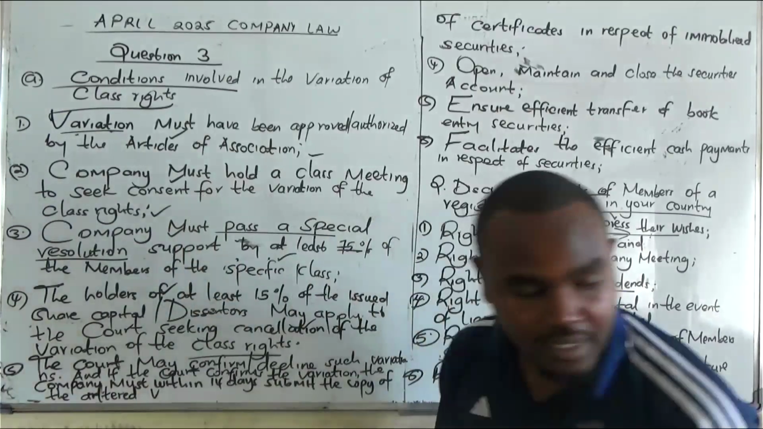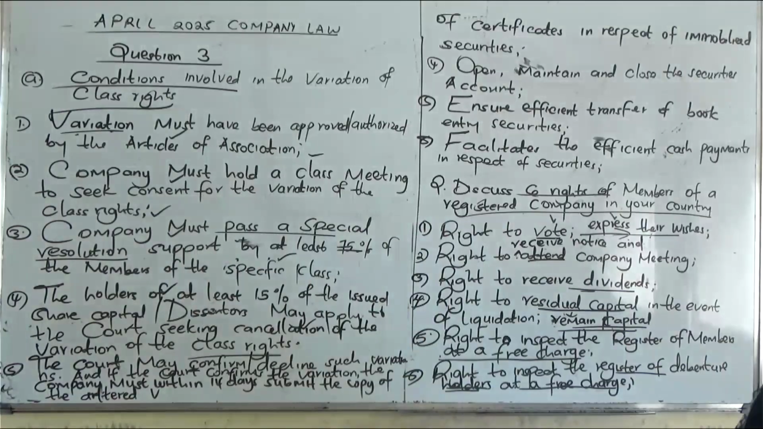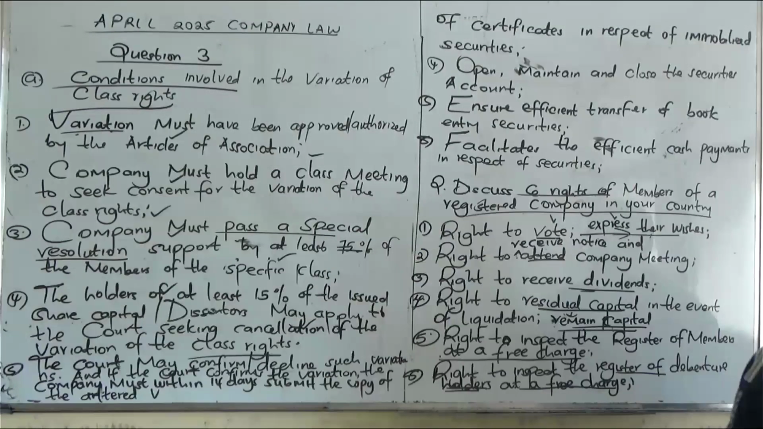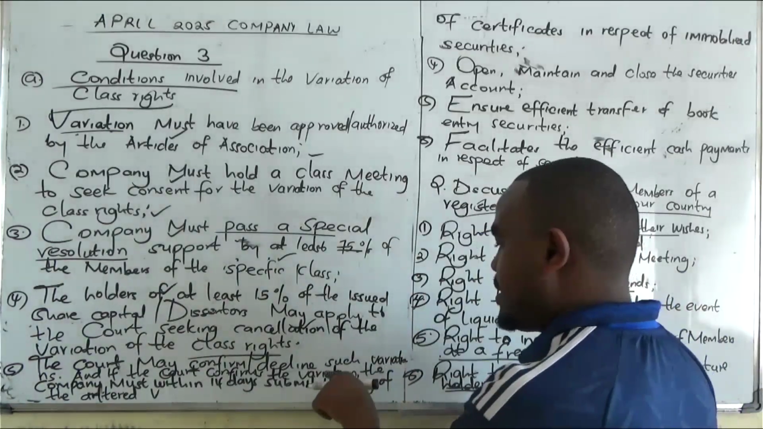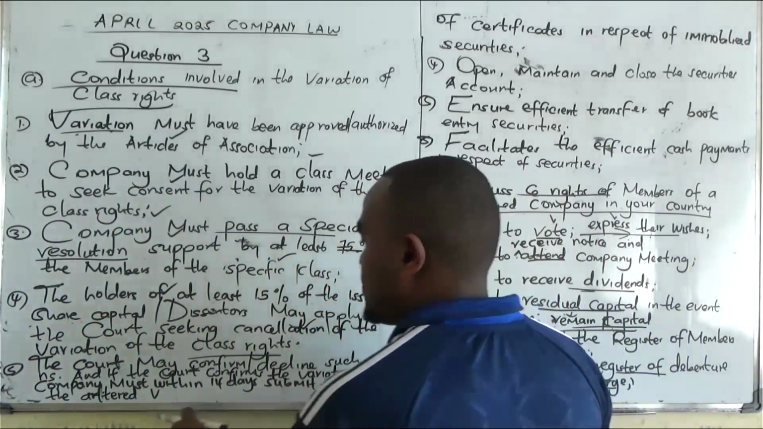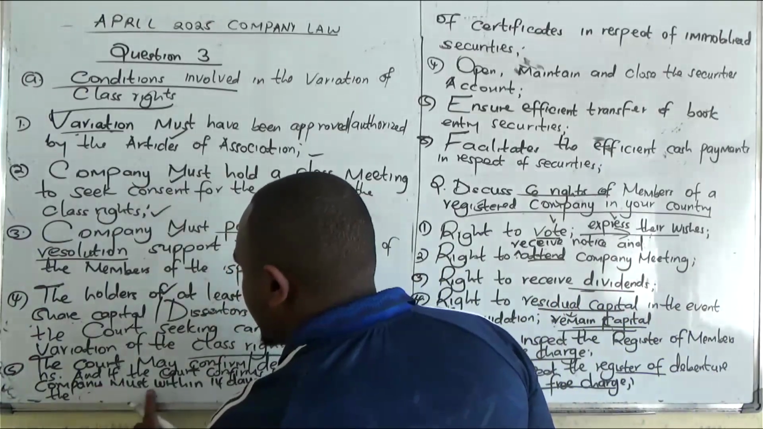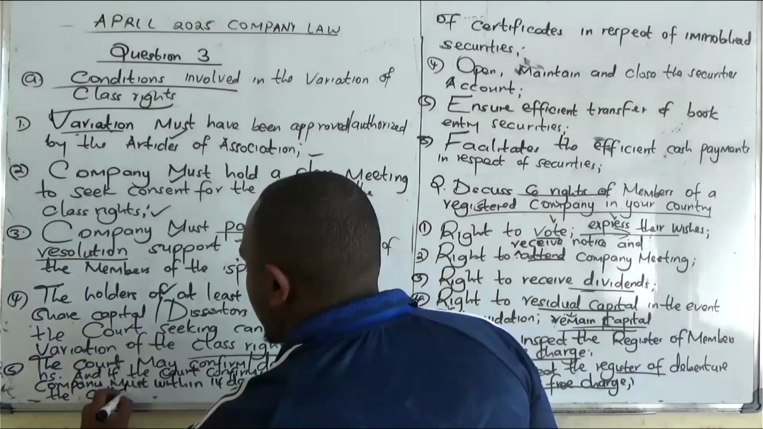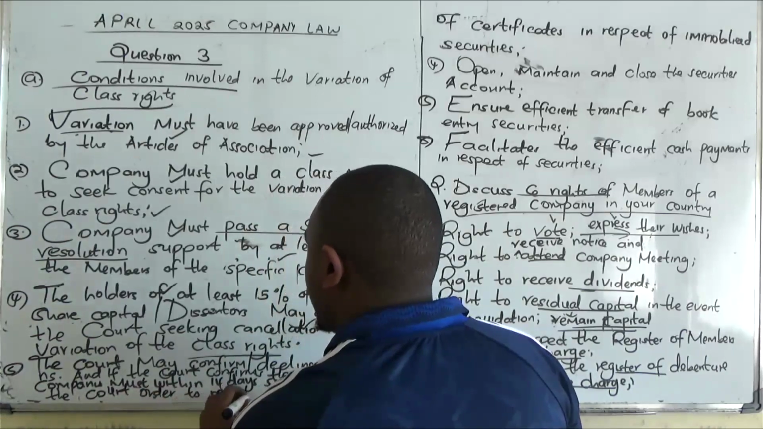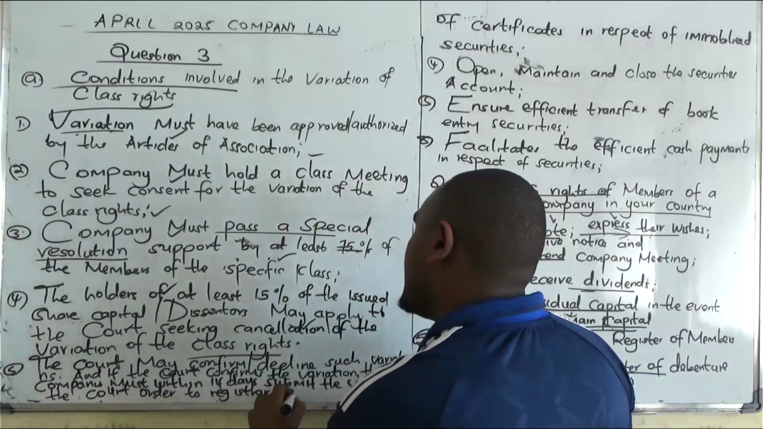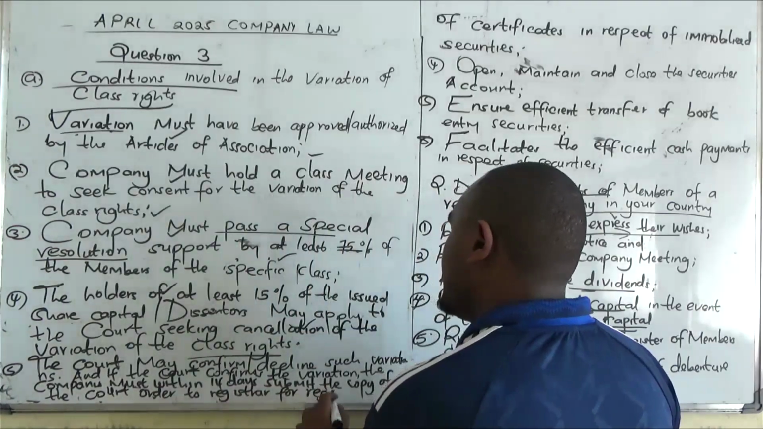What have I said? You must submit the copy of the court order. After the confirmation, they must submit the copy of the, not altered, sorry, court order to the registrar for registration. This question will be asked: can you tell us the procedure?